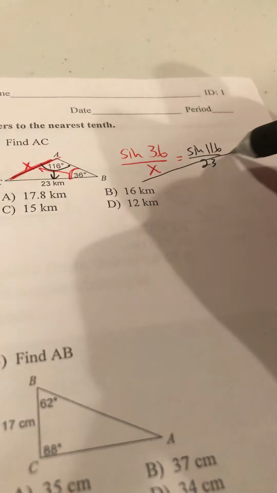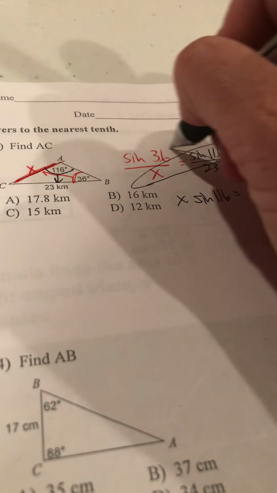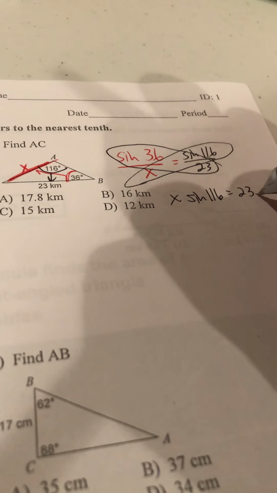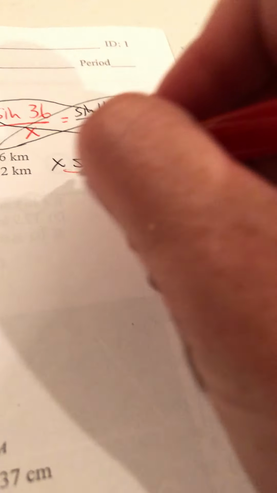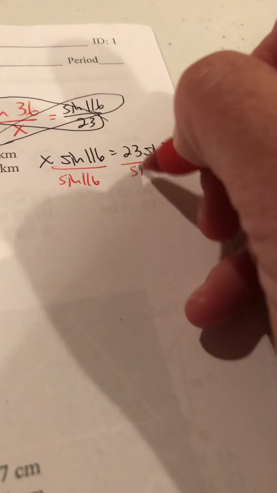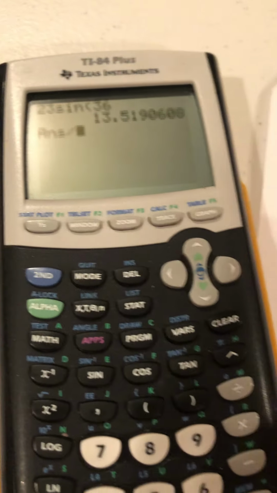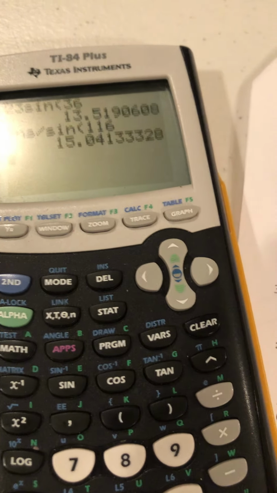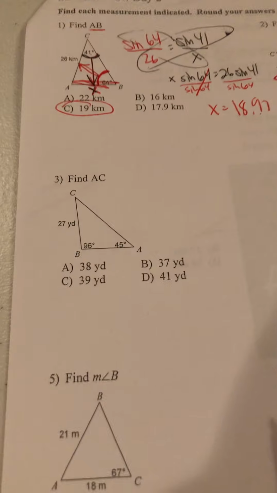Okay, we're going to cross multiply. We get X sine 116 equals 23 sine 36. I want to get X by itself, so I'm going to divide both sides by sine of 116. And so in my calculator, again, I do 23 sine 36 divided by the sine of 116, and I get 15.04, closest to C. Oh, goodness. Maybe you want to try number 3 real quick and see if you can do it.